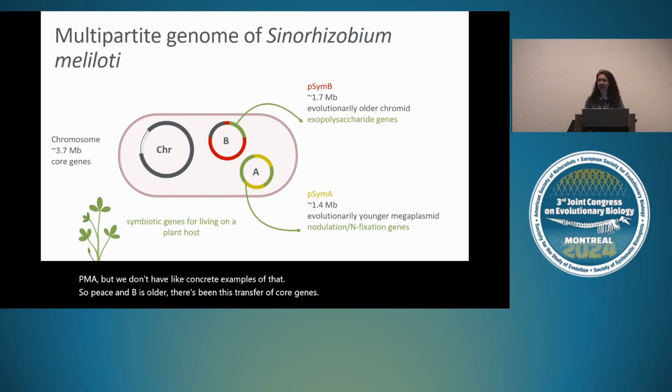Both pSymA and pSymB have symbiotic genes that are necessary for life on a plant host. That's depicted in green. On pSymA, you have the nodulation and nitrogen fixation genes necessary for development of nodules. And then you have exopolysaccharide genes as one example of some symbiotic genes on pSymB. These genes should also be important for nodulation development.